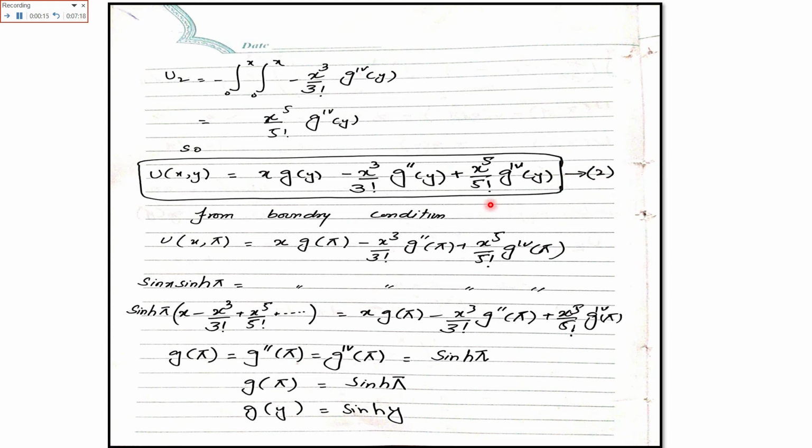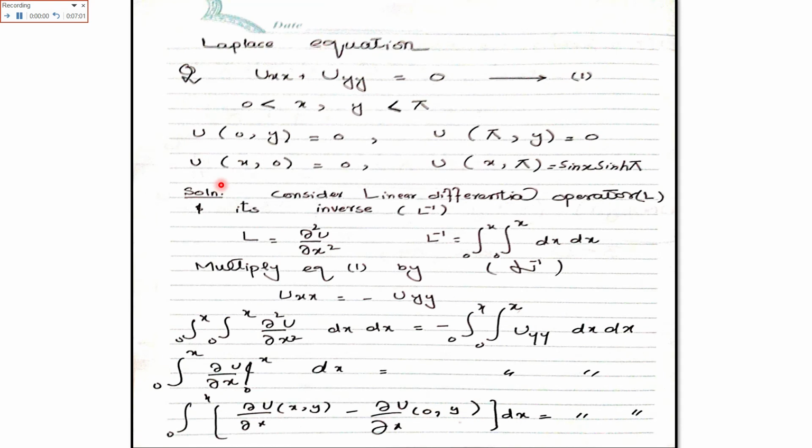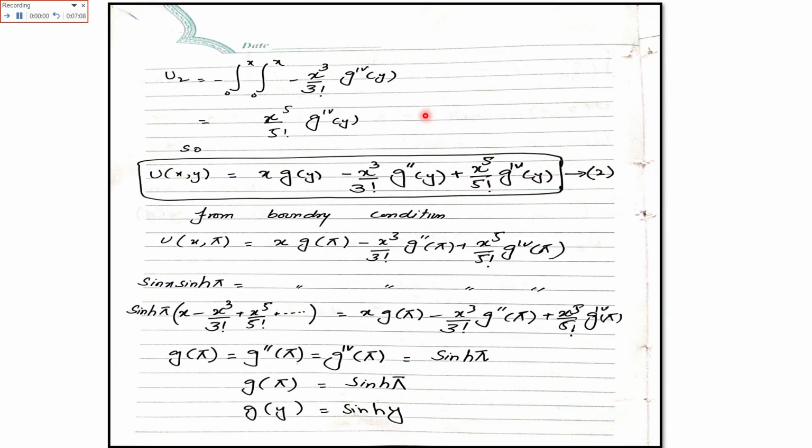So from the boundary conditions we have to find the solution that is in the form of x and y, but here in the problem, x was given from 0 to x and y changes up to pi. So instead of y we will introduce pi here. So u of x, pi becomes x g of pi minus x cubed over 3 factorial g second derivative of pi, and again g of pi.